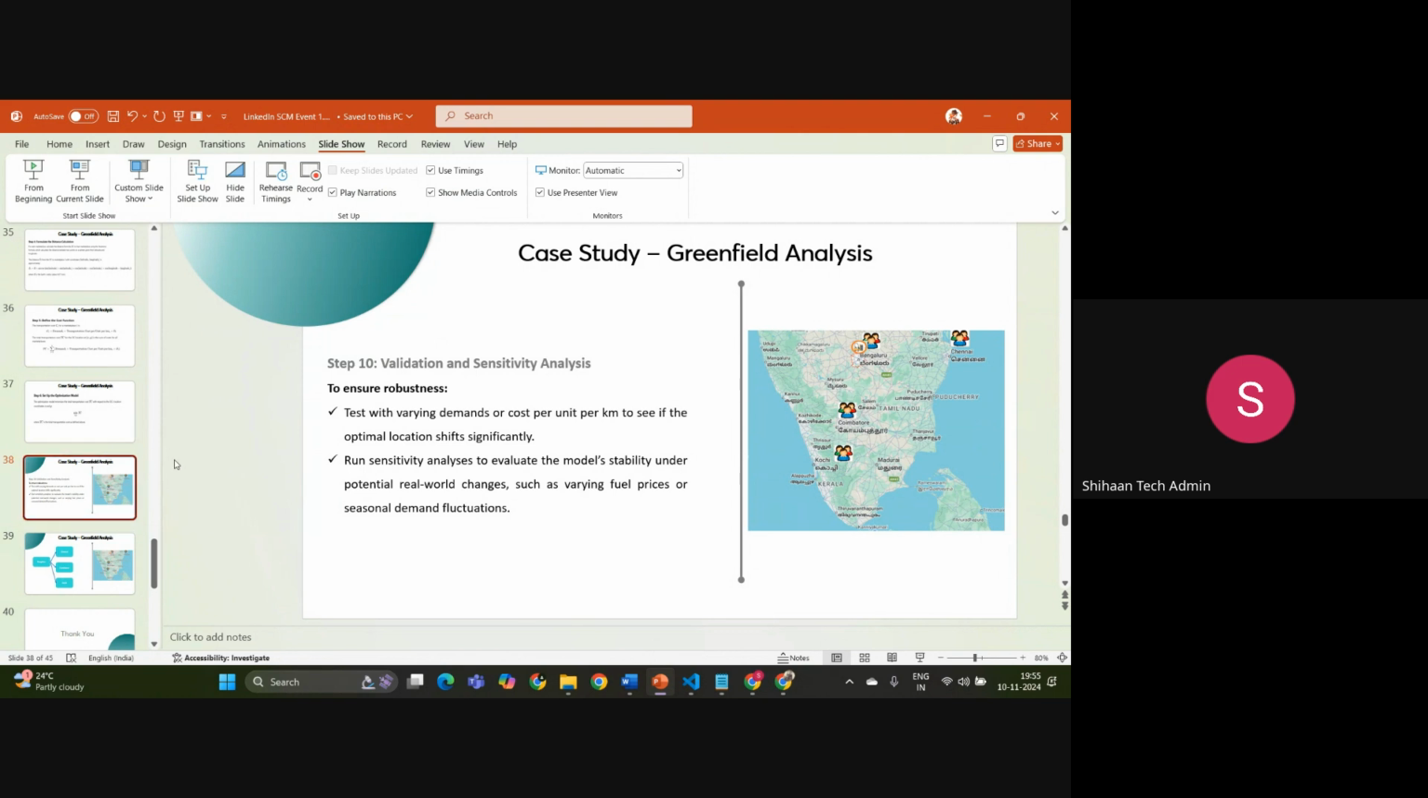So we can see in our next sessions how you can build an optimization model where you have a number of distribution channels. Here we are seeing only one distribution channel, but there will be n number of distribution channels. Okay, so the last step is that when you have your coordinates and everything, you can test with varying demands and cost per unit per kilometer. You can test whether this model is okay or not. You can run some sensitivity analysis to evaluate model stability under potential real world changes such as varying fuel price or seasonal demand fluctuations. So this thing you can do.